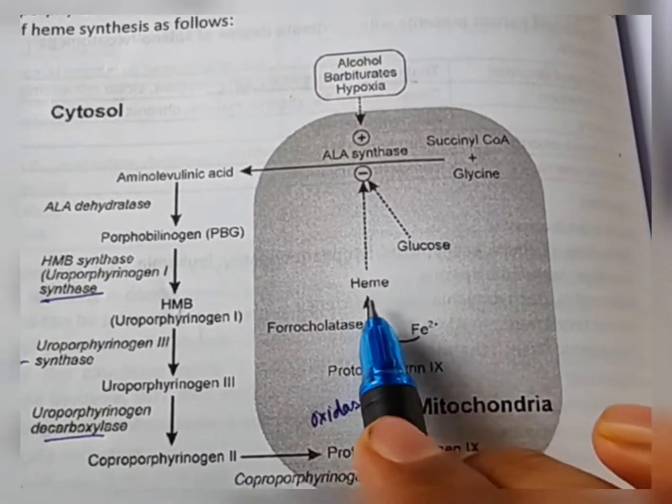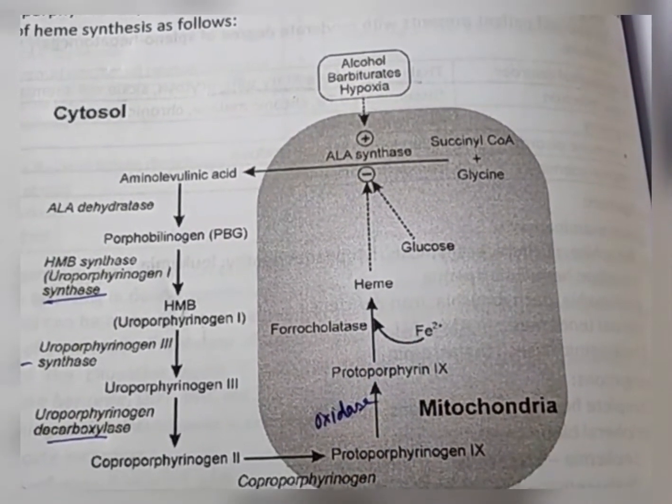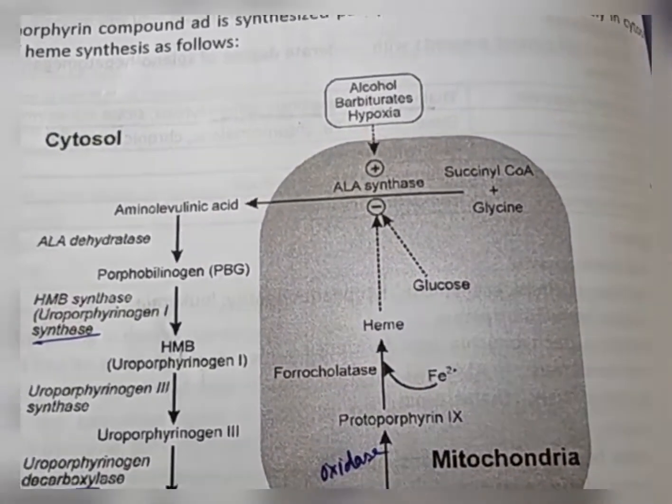Now, these 4 molecules of heme plus the globin chains, that is 2 alpha and 2 beta unit, forms the hemoglobin.